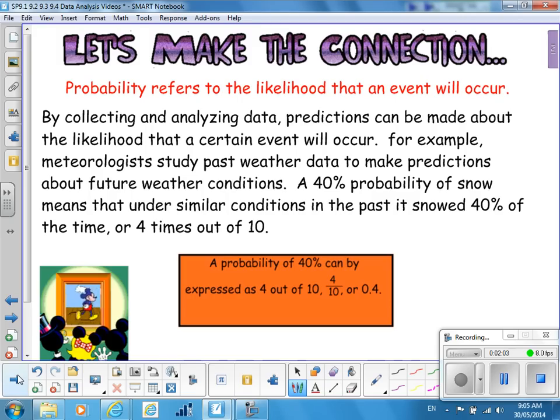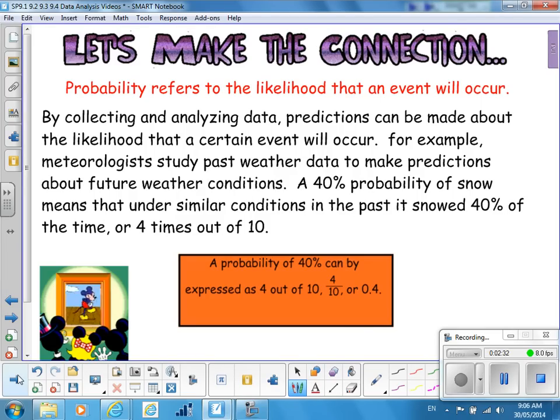Probability refers to the likelihood that an event will occur. By collecting and analyzing data, predictions can be made about the likelihood that a certain event will occur. For example, meteorologists study past weather data to make predictions about future weather conditions. A 40% probability of snow means that under similar conditions in the past, it snowed 40% of the time, or 4 times out of 10.